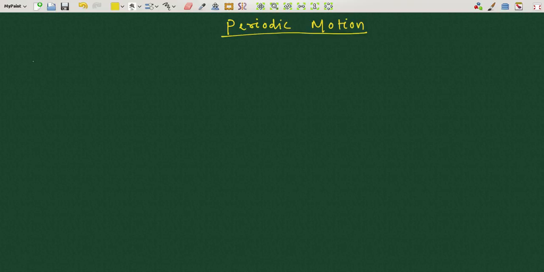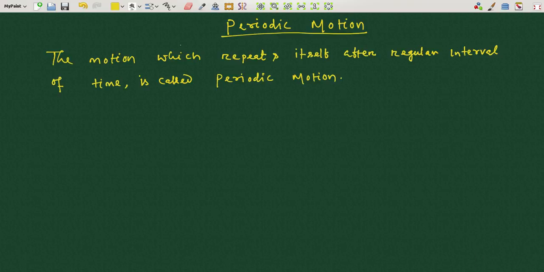So dear children, can you say what is periodic motion? Let's see. The motion which repeats itself after regular intervals, that is called periodic motion. The motion which repeats itself after regular intervals of time is called periodic motion.